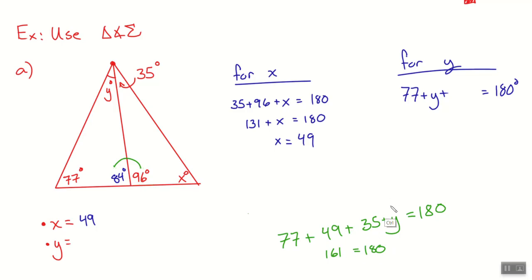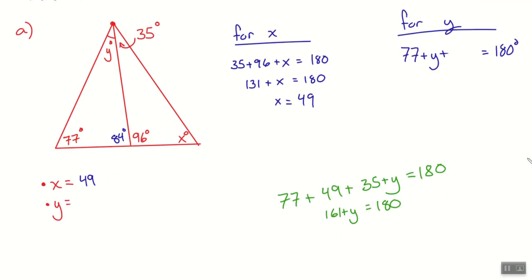I'm trying to clean up my work here. Let me check. 161. Is that right? 77 and 49 and 35 plus y equals 180. Okay. I'm doing something different than you, and I just got y is 19. What did you guys get? 19. Huh. What did we do different?